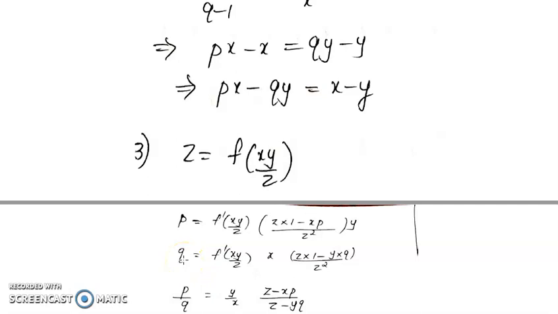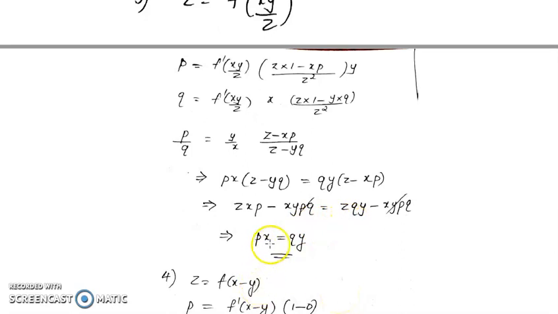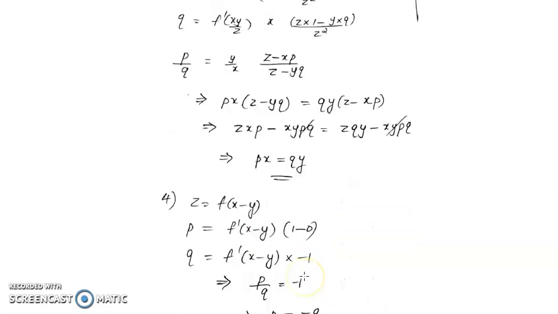Similarly on differentiating with respect to y, you will get q equal to f dash of xy by z, then x is constant, so z into 1 minus y into dou z by dou y, which is represented by q, by z square. So on dividing, f dash goes off, so p by q is y by x into, z square cancels out, z minus xp by z minus yq. So that implies px into z minus yq is equal to qy into z minus xp. So xy pq will cancel off, and z is common in both terms. If z cancels, that will give px equal to qy, which is the required first order PDE.